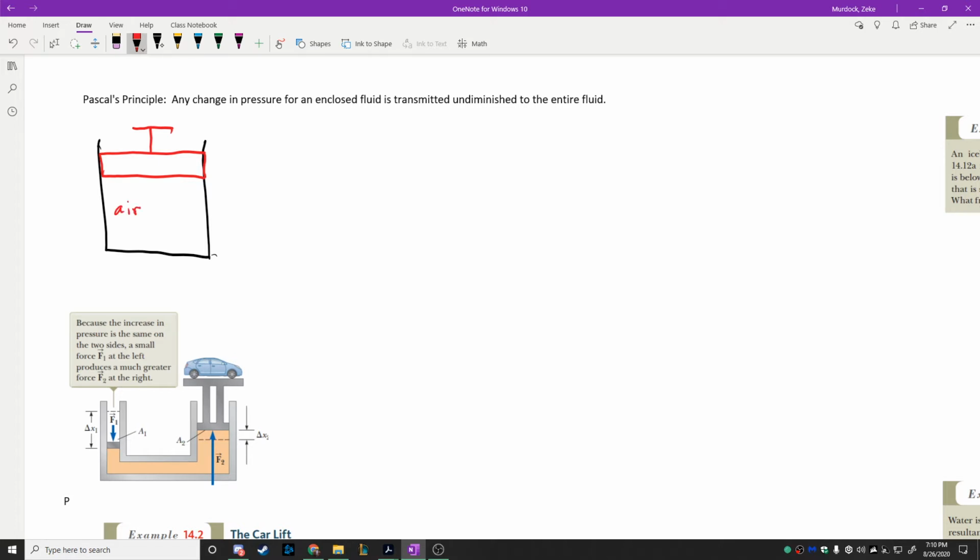If you were to push down on the top of this with some kind of force, that force is going to have the effect of increasing the pressure not just at the top, but throughout the entire system. Another example would be if you have a balloon and you squeeze it, it's going to increase the pressure not just where your hands are, but throughout the entire balloon. The whole balloon is going to feel that pressure, and you'll see it because the balloon will deform in some way to adjust to the pressure change.